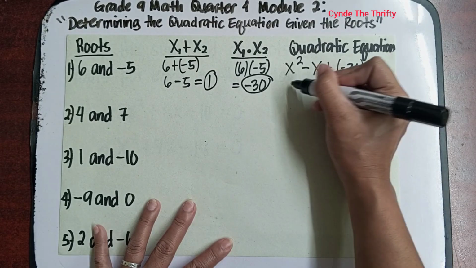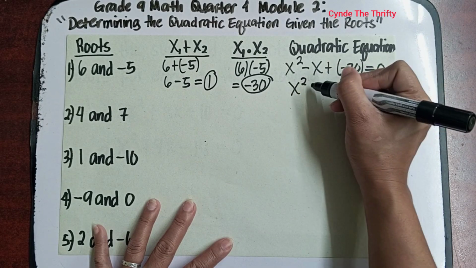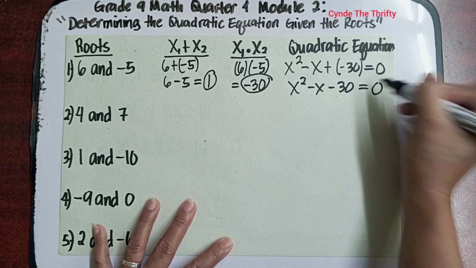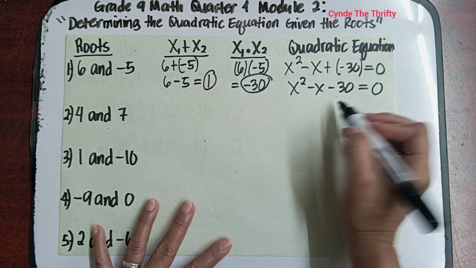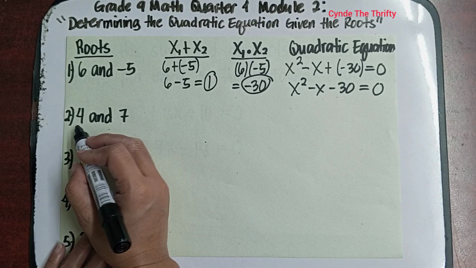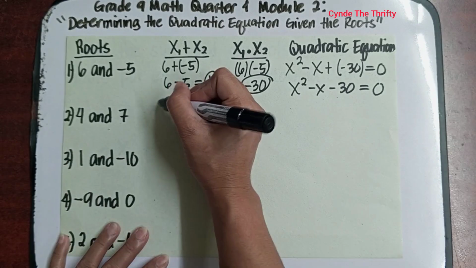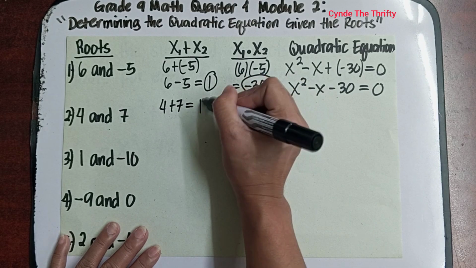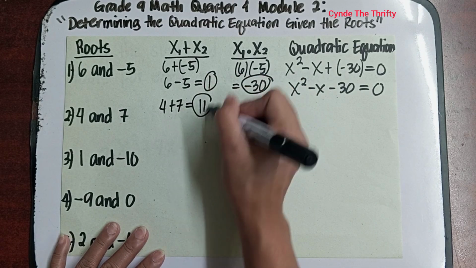Okay. So, ang ating equation is x squared minus x minus 30 is equal to 0. Okay. So, ito na yung equation natin. Dito naman tayo sa pangalawang example. So, si x sub 1 is 4, si x sub 2 is 7. So, 4 plus 7 is equal to 11. So, ang sum of roots is 11.